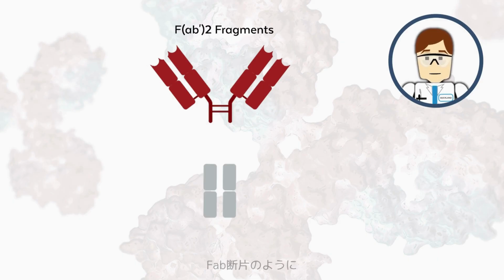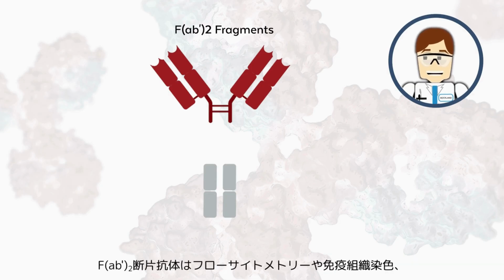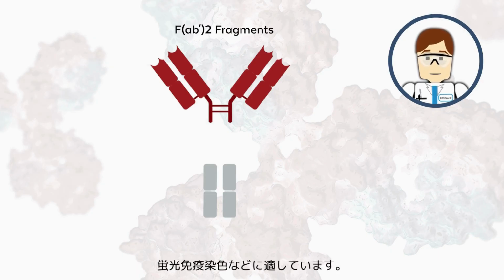Like Fab fragments, Fab2 fragment antibodies eliminate nonspecific binding between the Fc portions of antibodies and tissues or cells expressing Fc receptors. Fab2 fragment conjugated antibodies are ideal for flow cytometry, immunohistochemistry, and immunofluorescence.